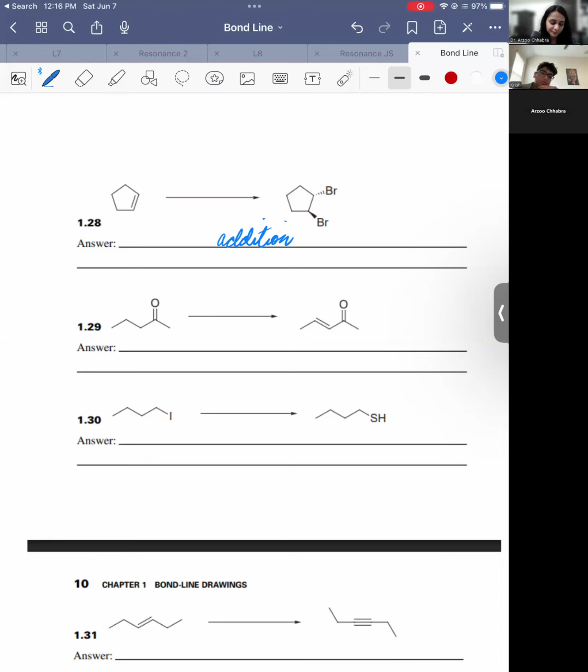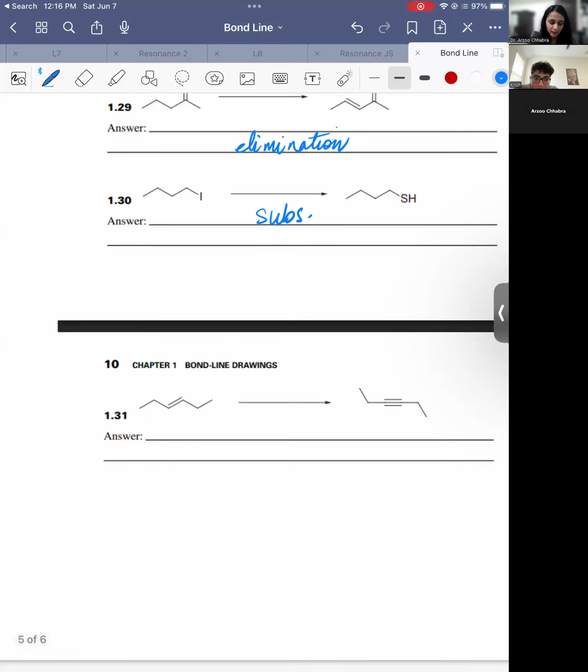Elimination, because you're going to lose the hydrogens and form a double bond. Yes. More like an elimination. Okay. And then this is substitution. That's correct. Okay, what about the next one?